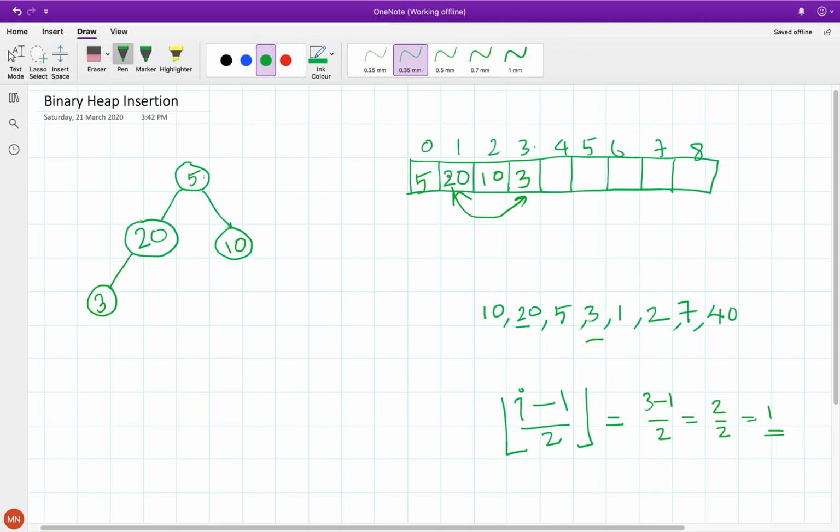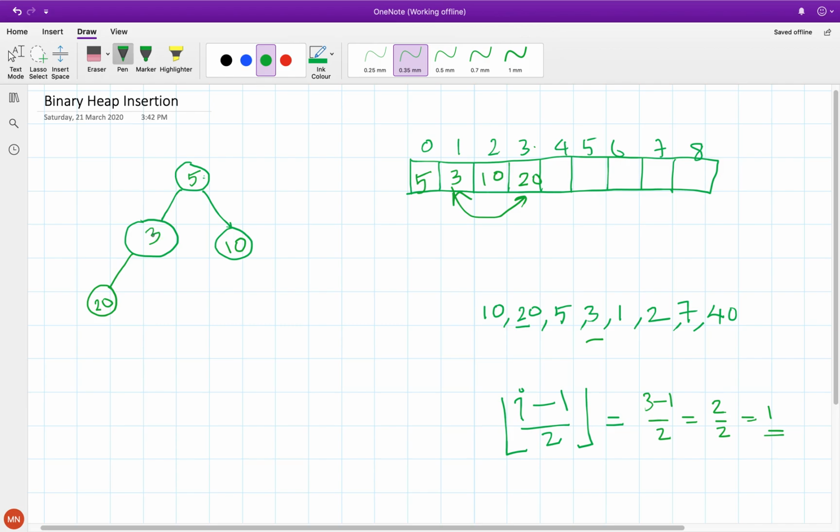Let me erase that out. So number 3 will come to this position, and number 20 will be at this position. Now there is again another problem, so I will draw that here also. So the number 3 will be here and number 20 will be here. So here also there is a mismatch. This is violating the binary heap property.